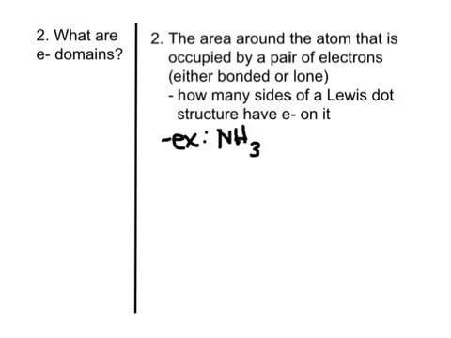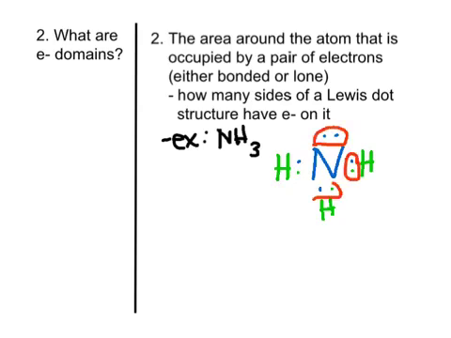Let's take a look at the example NH3 again. If we do the Lewis dot structure for NH3, we're going to have nitrogen with 5 dots, and it's going to be bonded with 3 hydrogens, each having their own dot to contribute to share. Now we see that because in this Lewis dot structure nitrogen has electron pairs on all 4 sides, we can say that NH3 has 4 electron domains around nitrogen.